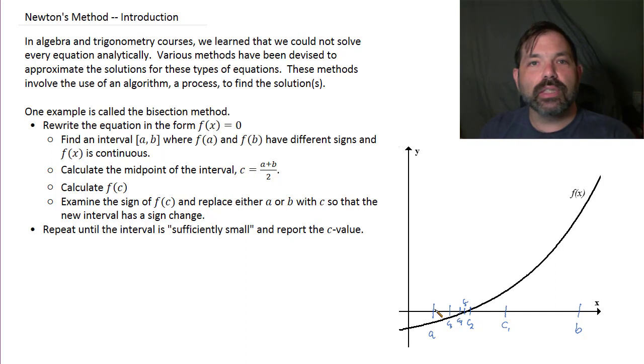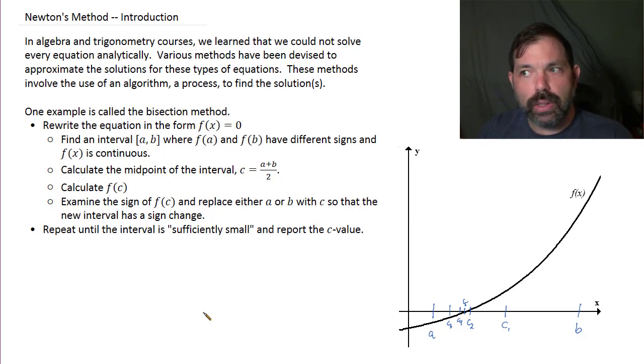Basically we repeat this process over and over again until the interval where the root occurs is sufficiently small. What does sufficiently small mean? Within a certain tolerance, usually. Then we report our latest C value and use that as the solution. So this is the bisection method. It's a fairly slow method, and it isn't used very often. But it is an example of an algorithm that can be used to find roots.